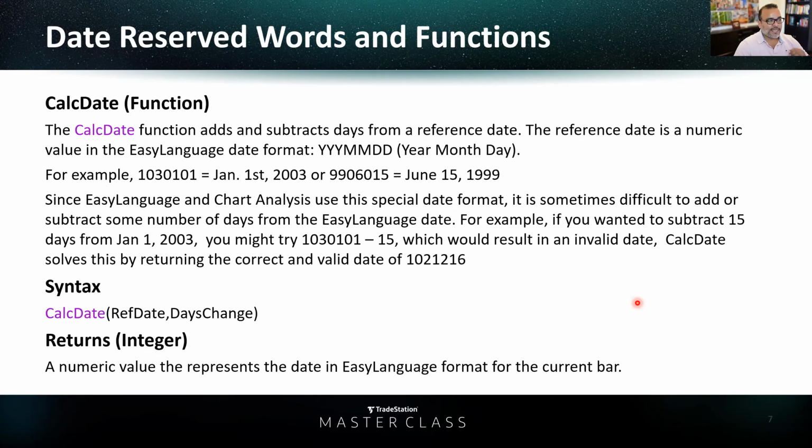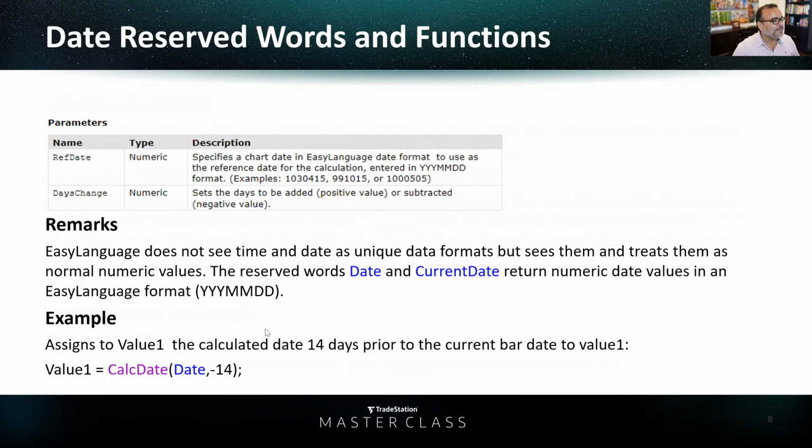Calc date is an interesting function where it allows you to do a calculation in EasyLanguage of days forward or days back. So you can see the syntax right here: calc date. You have a reference date, which is the starting point, and then the days change. If you include a positive number, it's going to be days forward. And if you do a negative number, it's going to be days backward. But what the calc date does, it tells you which date it is of that day's change. So let's give you an example.